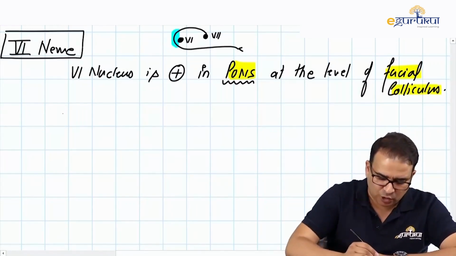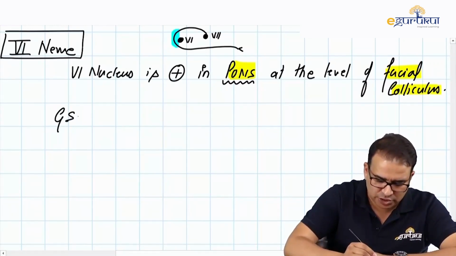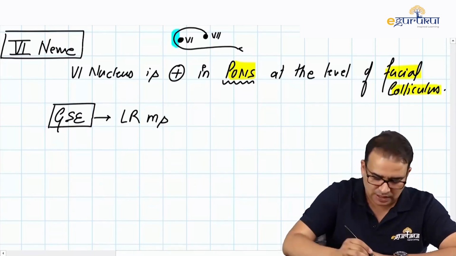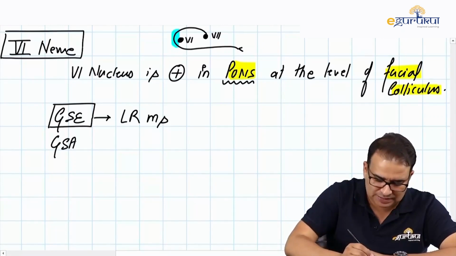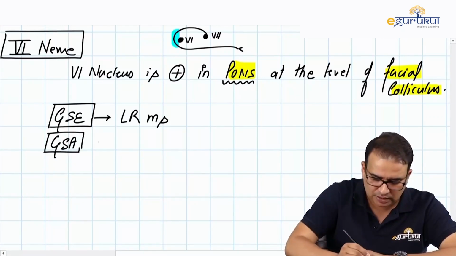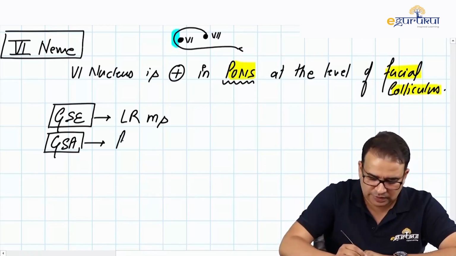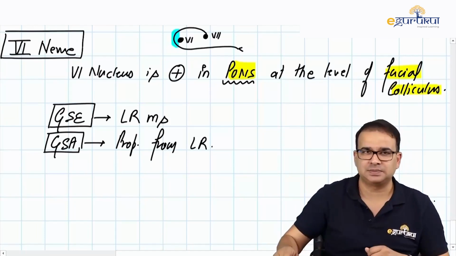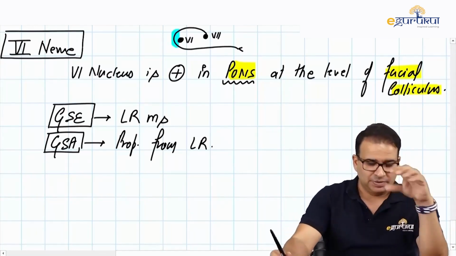Coming to the column, again the column remains the same, the GSE column, the general somatic efferent column. Why? Because it is supplying the lateral rectus, an extraocular muscle. And same story again, GSA can also be included because it is believed to carry proprioception from the lateral rectus. So that's some introductory part about it.